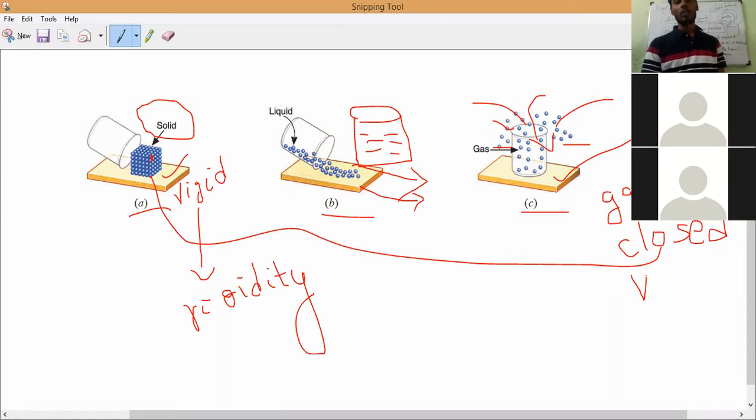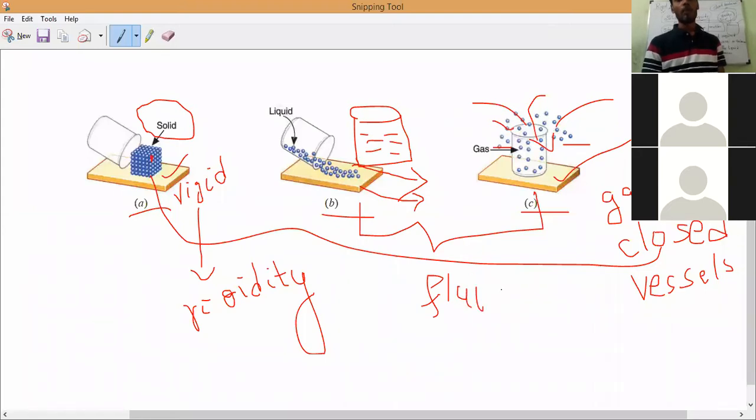Closed container or closed vessel. So both can flow. All the liquids and gases can flow. That is why both we can call as fluids. And the property of flow, what should we call that property? Fluidity. All of you write it.